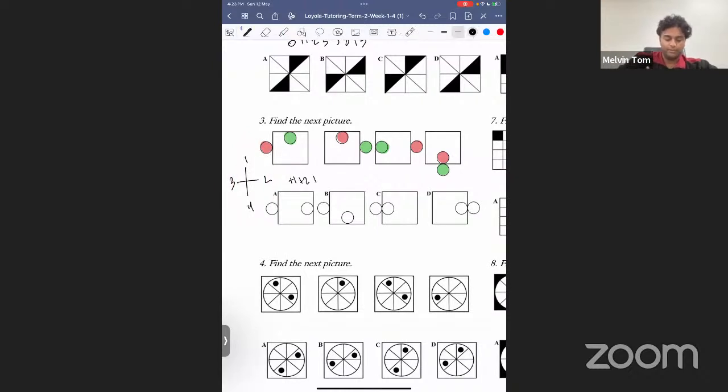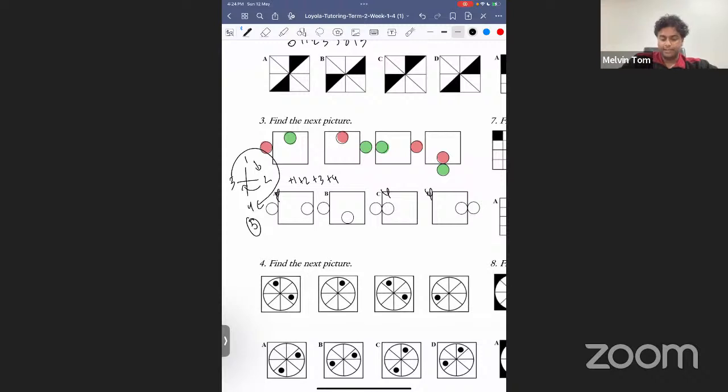+1, +2, +3, +4. 1, 2, 3, and it should come all the way back to 4, right? So the green one should come back here, same position, but on the inside. So it can't be D, can't be C, can't be A, has to be B.